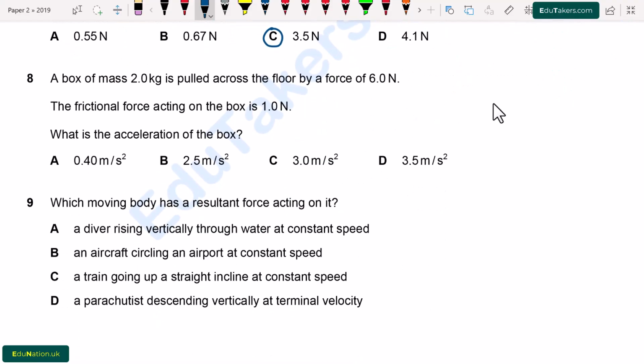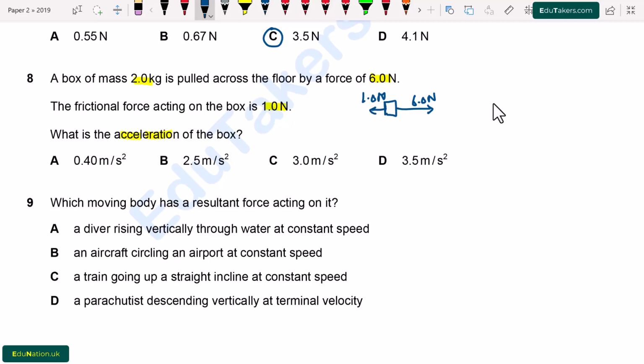Question number 8. An object of mass 2.0 kg is pulled across the floor by a force of 6.0 Newton. The frictional force acting on the box is 1.0 Newton. What is the acceleration of the box? So here we have to find out the acceleration of the box when two forces are given. If I suppose that here is box and the applied force is in this direction, which is 6.0 Newton, the frictional force will be in opposite direction and its magnitude is given 1.0 Newton.